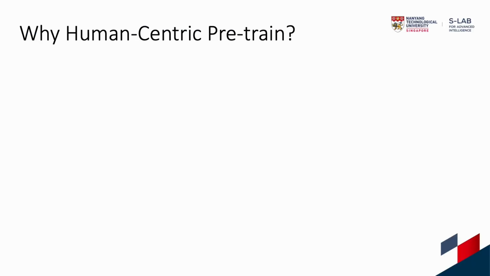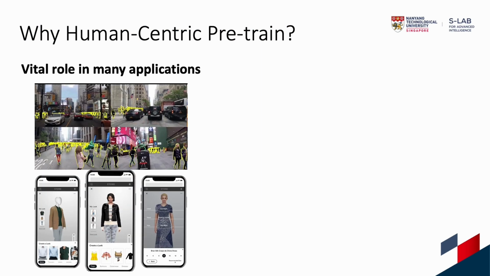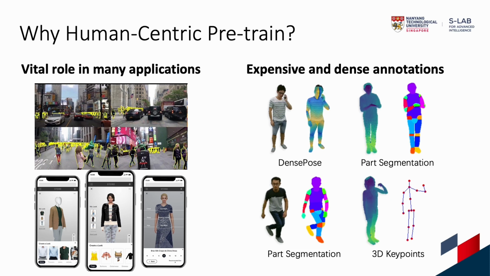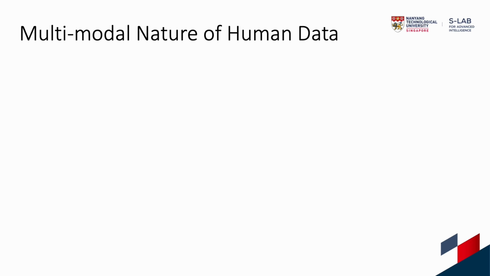In this work, we aim to tackle the problem of human-centric portrayal for two reasons. Firstly, human-centric perception plays very important roles in many applications like autonomous driving, smart city, and virtual try-on. However, the cost to acquire and annotate large-scale human data is extremely high, especially for dense prediction tasks like dense pose and part segmentation. Therefore, it is important to study human-centric portrayal to achieve efficient downstream task transfer and performance boost. General portrayal methods have been explored for years.